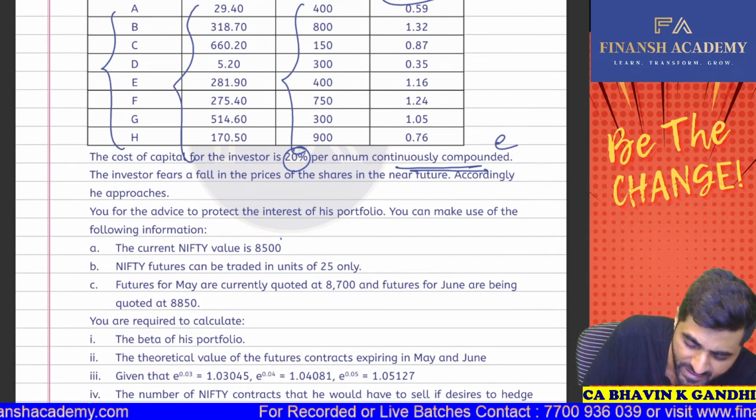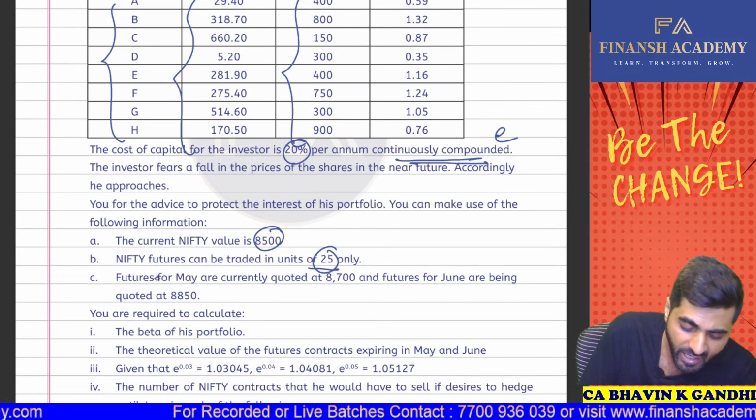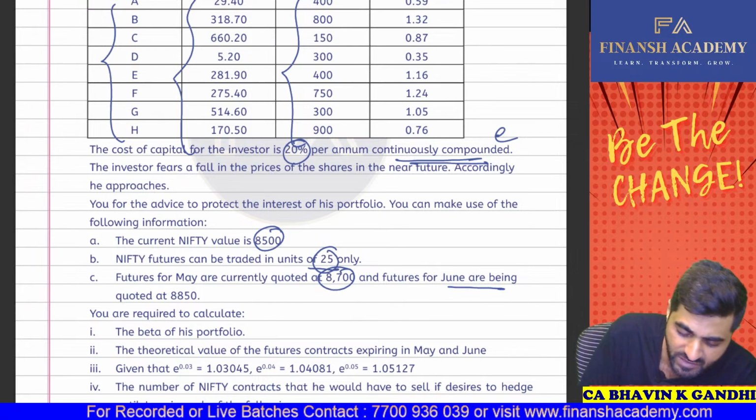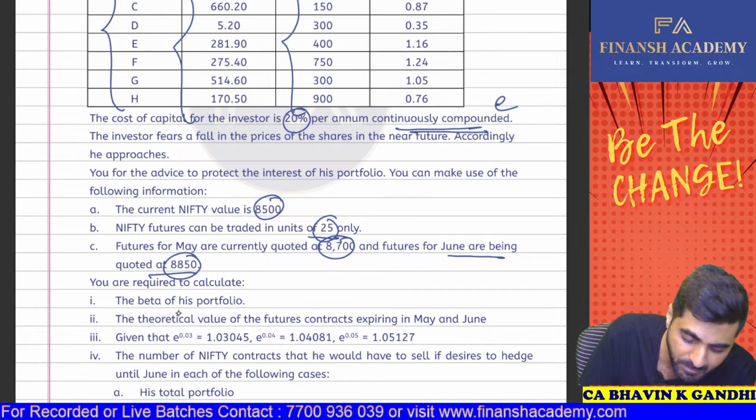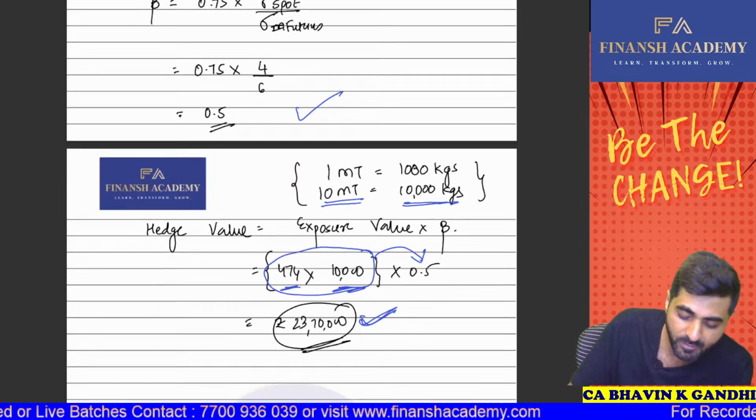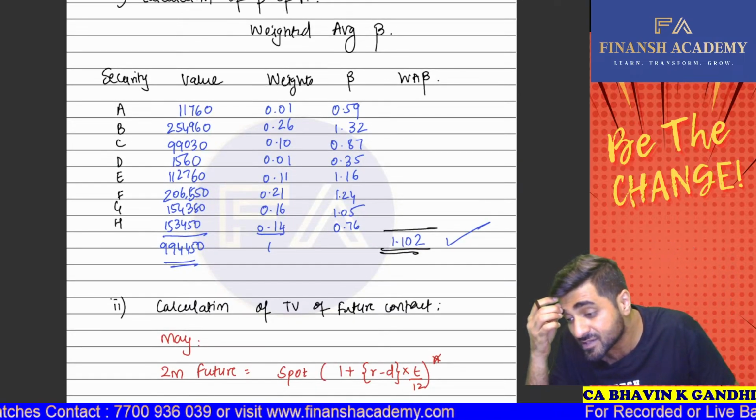The current Nifty value is 8,500. The Nifty futures can be traded in 25 units only. Futures for May are currently quoted at 8,700, and the futures for June are quoted at 8,850. You are required to calculate the beta of his portfolio. So what will be the beta of the portfolio, my dear students? The beta of the portfolio is nothing but the weighted average beta, which turns out to be 1.102.